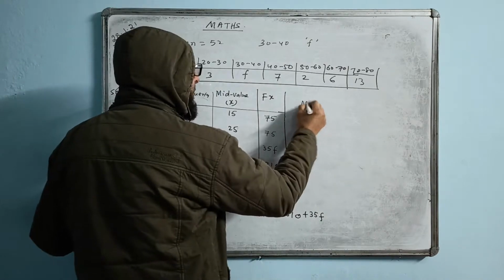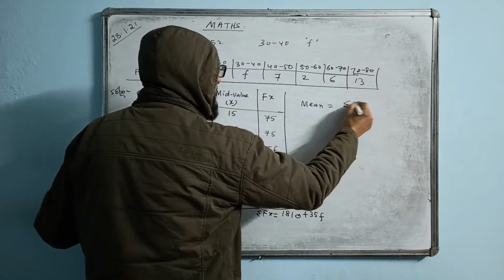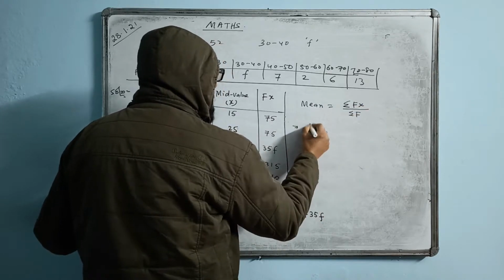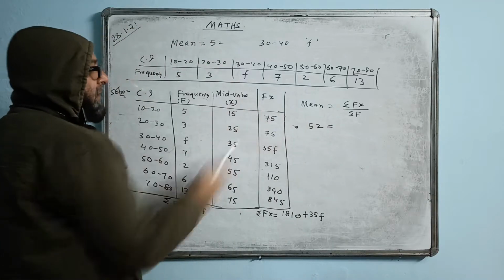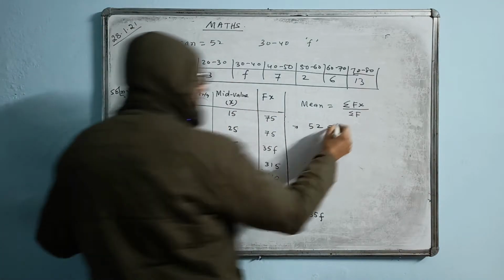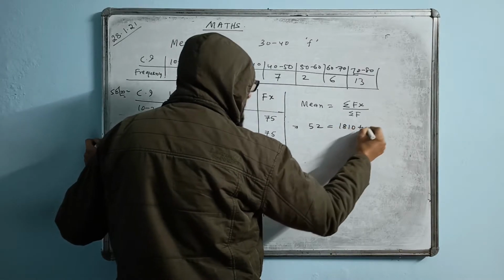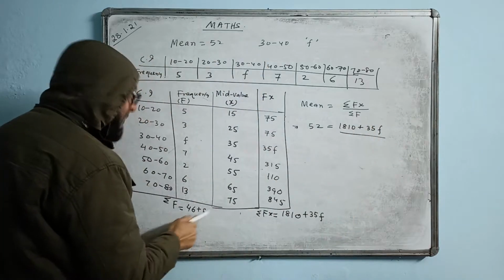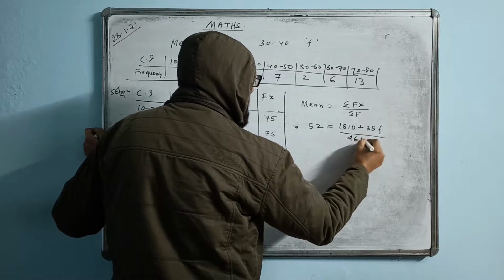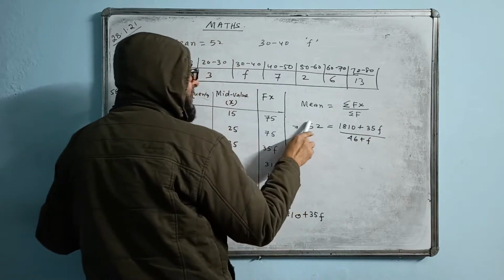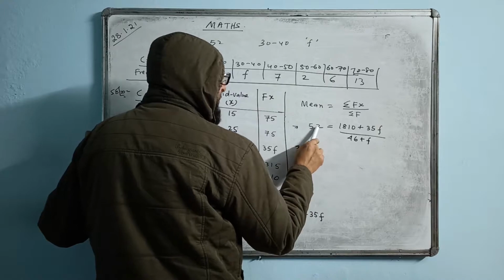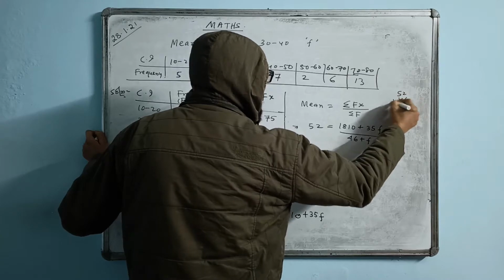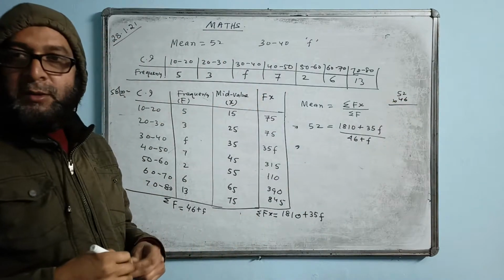Now I'll apply the formula of mean. Mean by the direct method formula is summation fx by summation f. The mean value is given 52. Summation fx value is this much, 1810 plus 35f, by summation f value is this much, 46 plus f. Now I will do cross multiply, this into this into this. 52 into 46 multiply, check what answer is coming. 52 and 46 we are multiplying. Check how much answer you get.